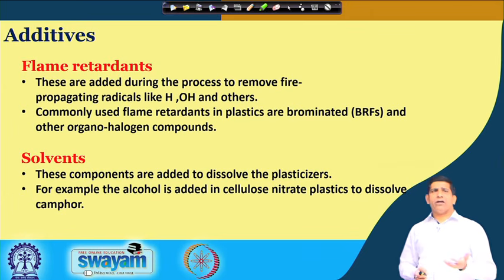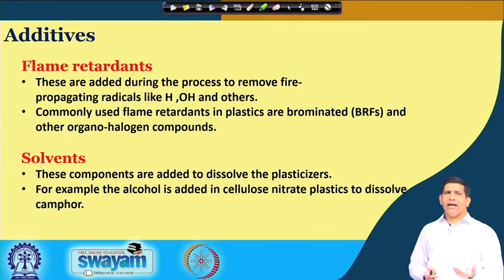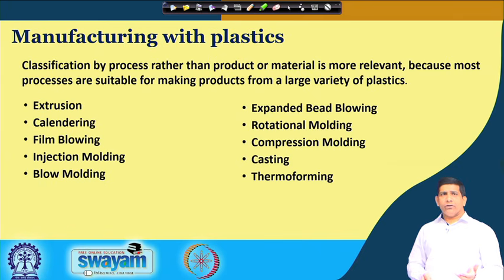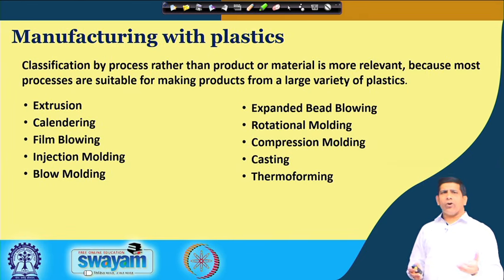These components are added to dissolve the plasticizers. We use it as a solvent; it helps in getting things into solution. For example, alcohol is added into cellulose nitrate plastic to dissolve camphor. Those things are used as well. Now, different types of manufacturing are done with plastic. We will talk about it a little in this module, and then continue the discussion in the next module.